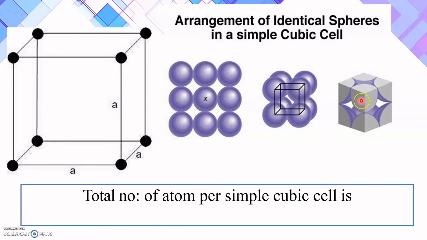Since there are 8 such corner atoms in a unit cell, the number of atoms in a unit cell is equal to 1/8 into 8, that is equal to 1. Thus, for a simple cubic unit cell, the number of atoms per unit cell is 1.